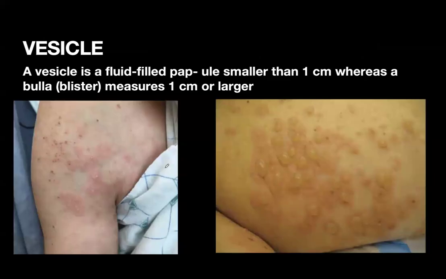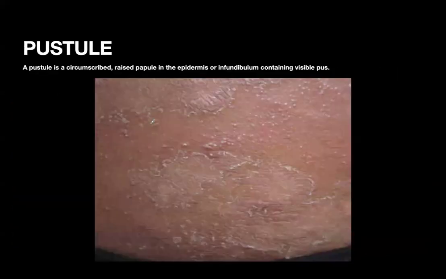Then comes vesicle. You will get vesicular lesions especially in herpes. You will get vesicular lesions in bullous pemphigoid. A vesicle is a fluid-filled papule smaller than 1 centimeter. If it is larger, it is called a bulla. You get these lesions in bullous pemphigoid. See, these are vesicles, small vesicles. When the vesicles are larger, measuring about 1 centimeter or larger, this is what you call a bulla. This is a vesicle, and this is a bulla.